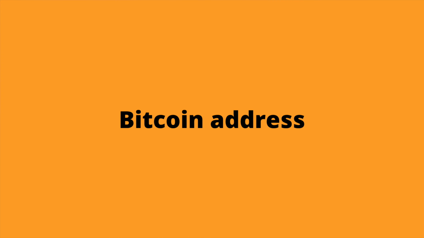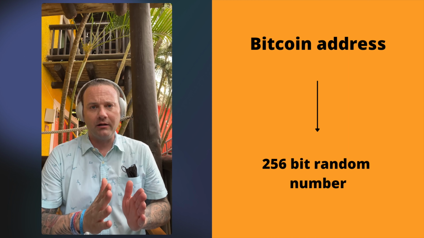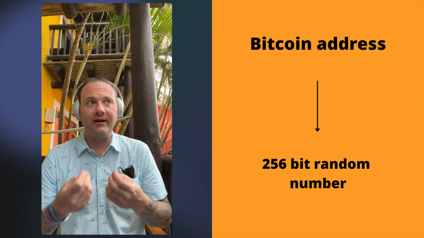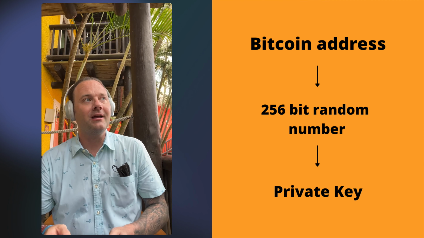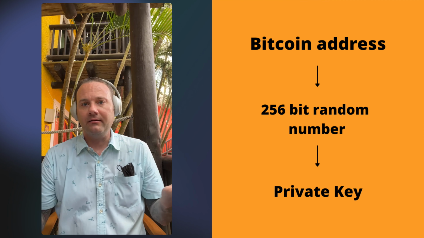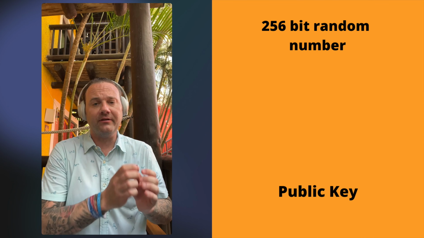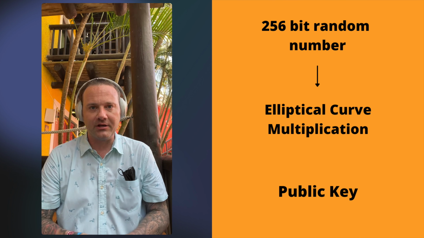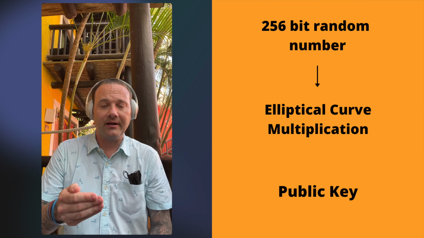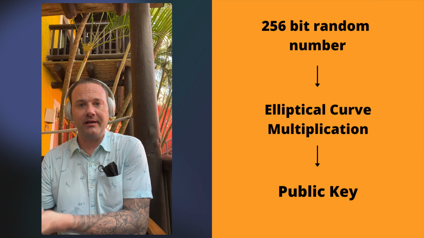A Bitcoin address is simply a 256-bit random number. That's the private key. The private key is 256 bits. It's just chosen randomly or pseudo-randomly for the purists, right? And that is your private key, okay? Now, in order to get the public key that could be shared with someone else, in order for them to send you a payment, you take that 256-bit pseudo-randomly generated number, and then you apply elliptic curve multiplication. Once you apply elliptic curve multiplication, you end up with your public key.